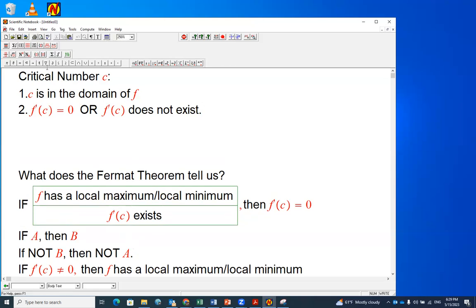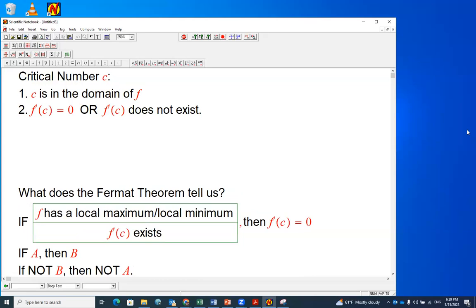So satisfying these two conditions: c must be in the domain, and secondly, either the derivative is equal to 0 or it is not differentiable at that point. And these are the critical numbers. So critical numbers basically give us the candidates of local max or local min.